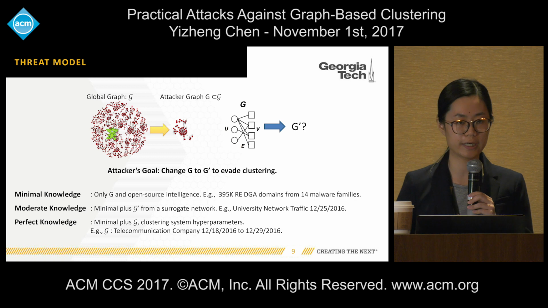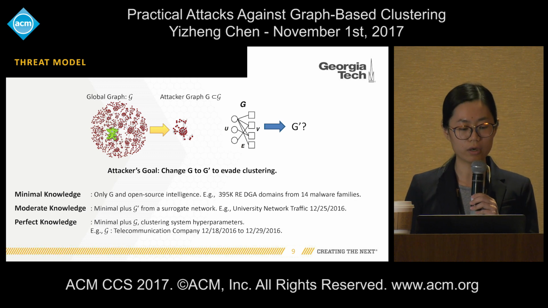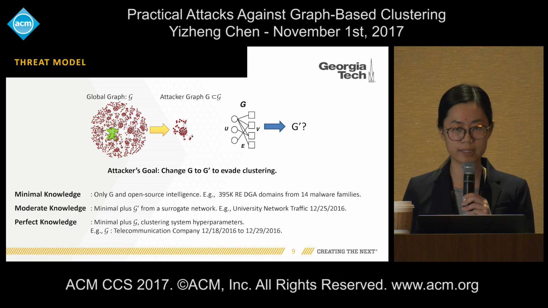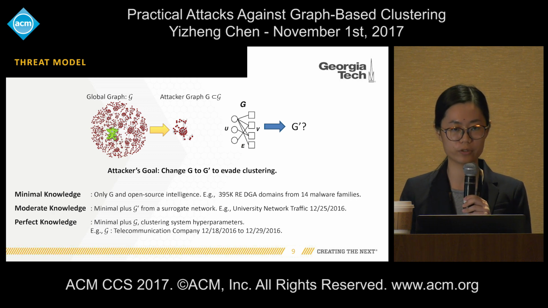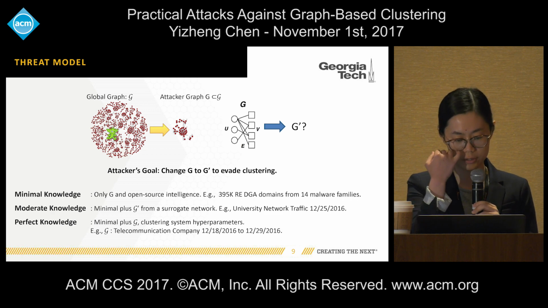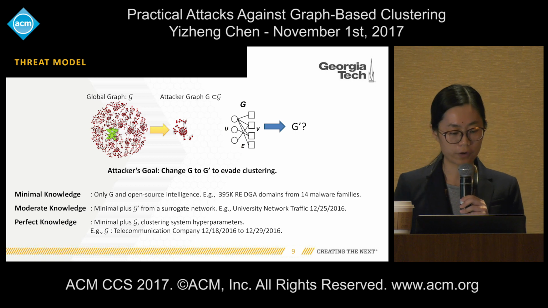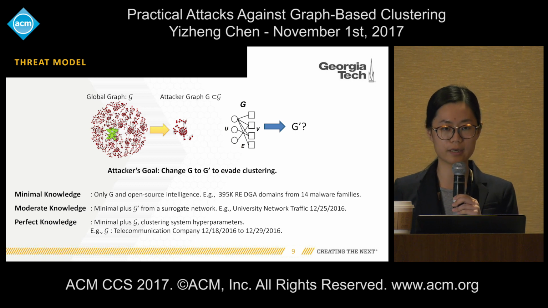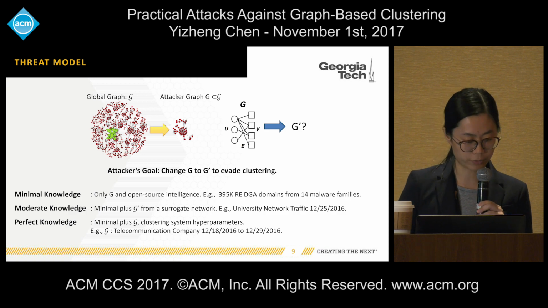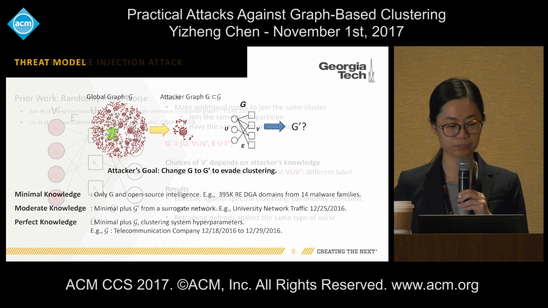Lastly, the perfect knowledge attacker has access to everything, not only the original global graph curly G, but also all the related clustering system hyperparameters that can help the attacker reliably recompute the final set of clusters with different configurations of the attack. In our experiments, we use 12 days of telecommunication data as the original global graph curly G.